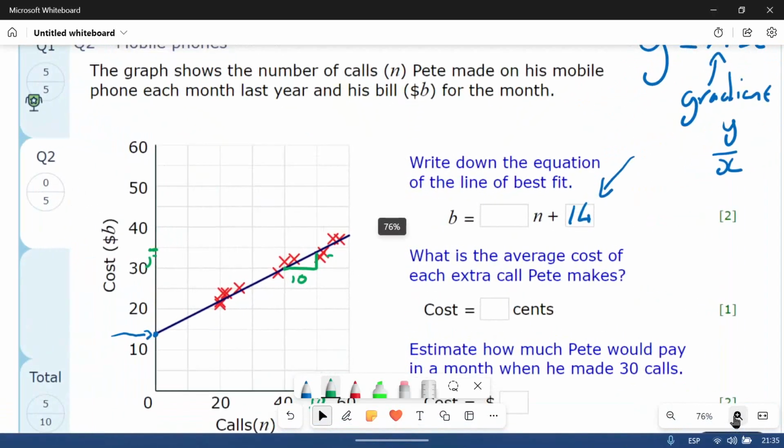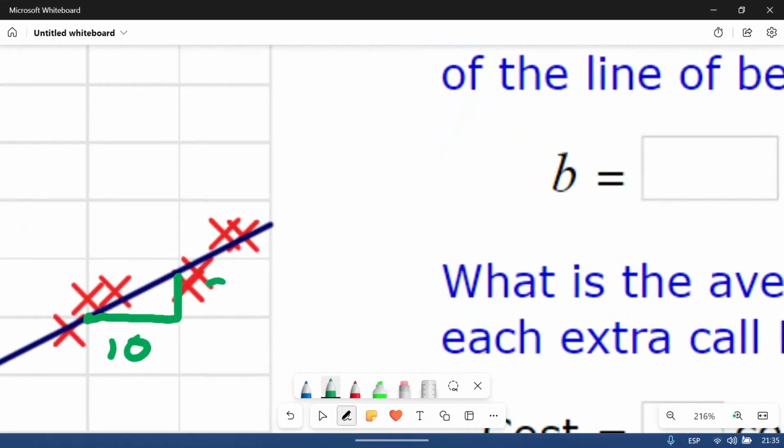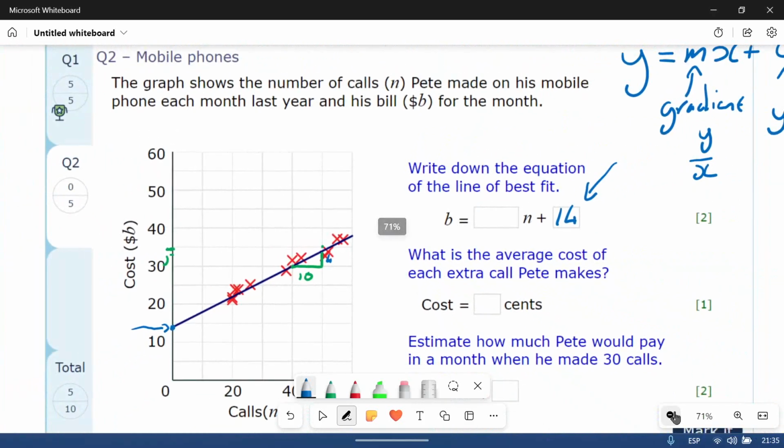But be careful here, let's zoom in. The whole square is 5, but we're not going up a whole square. We're a bit short there. So I would say this is less than 5, probably one less, so like 4. So the change in y, the vertical, is 4 and the change in x is 10, so 4 over 10, which of course is 0.4. That would be the gradient, so we put that in front.